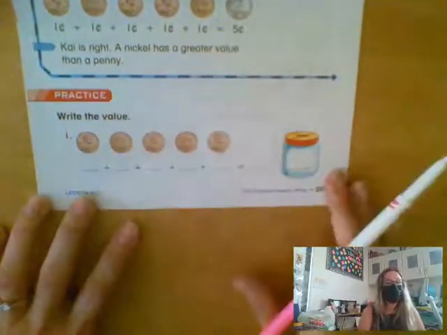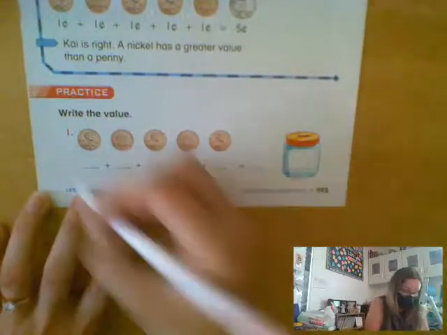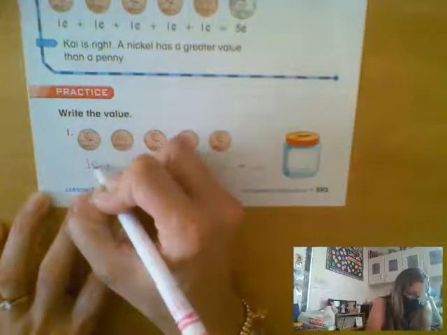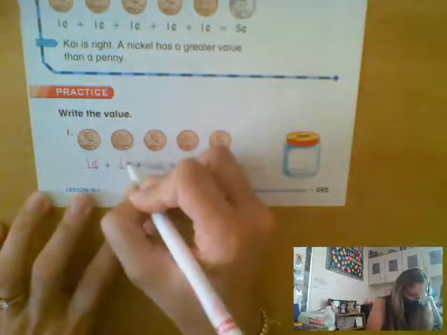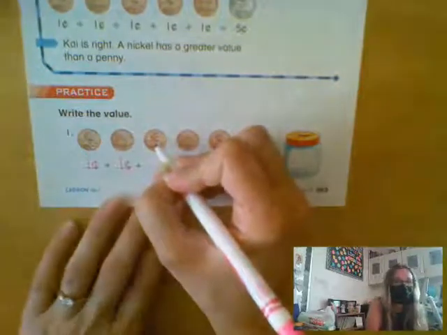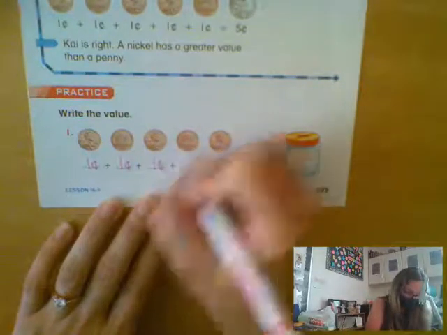So here it says write the value. So all you're going to do, a penny is how much? 1 cent. Okay, and keep doing this for each penny.